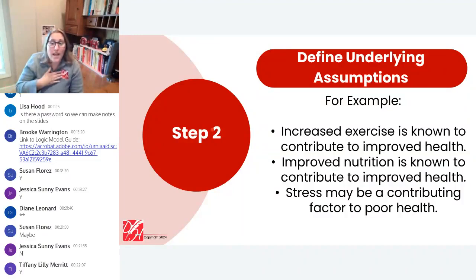So in my example of improving the health of participants, I would say some of my assumptions, and I would make sure I had cited data about why. Well, increased exercise is known to contribute to improved health. And maybe I have a study or 2 that I've gathered to make that point.